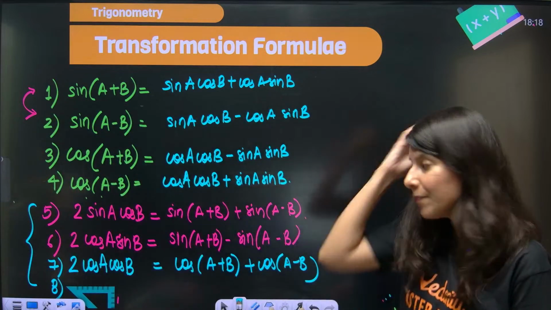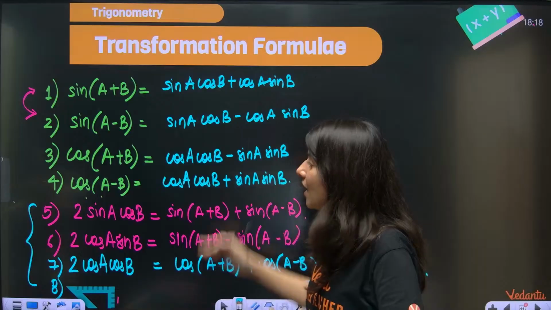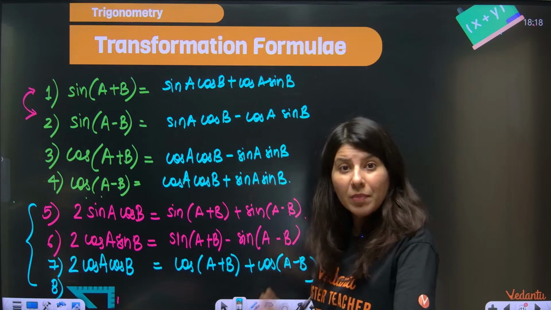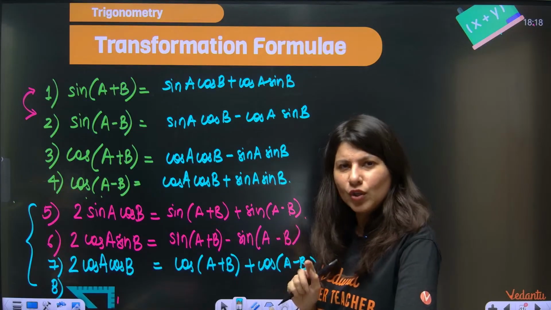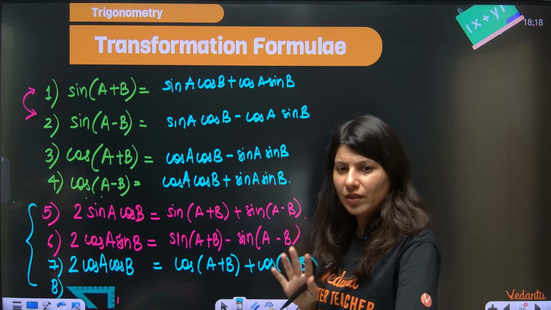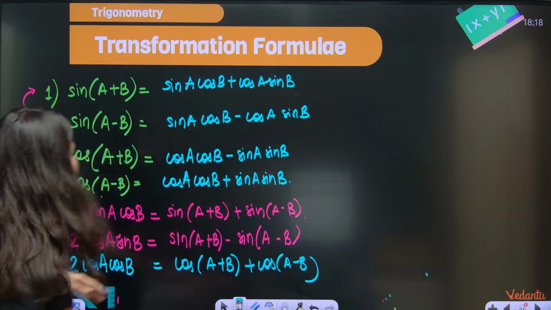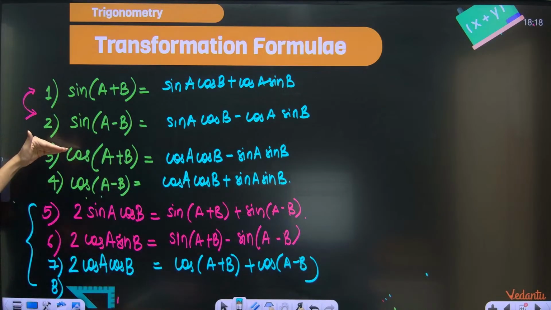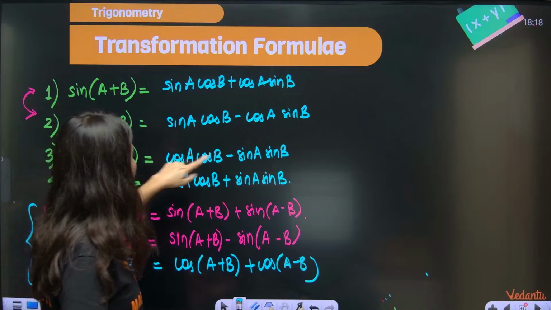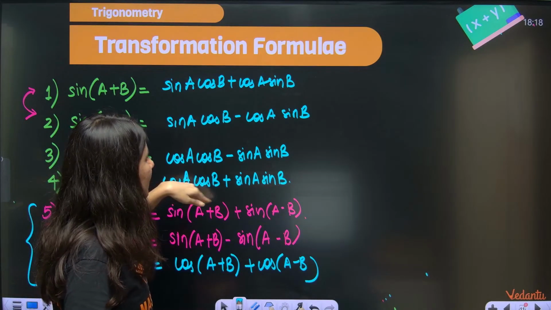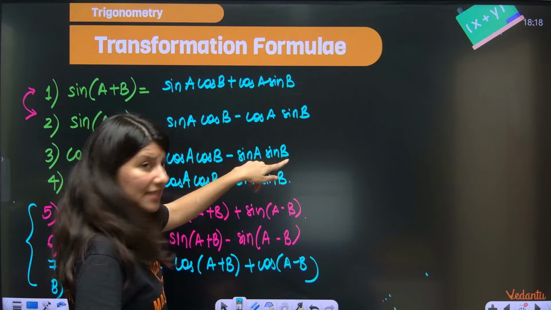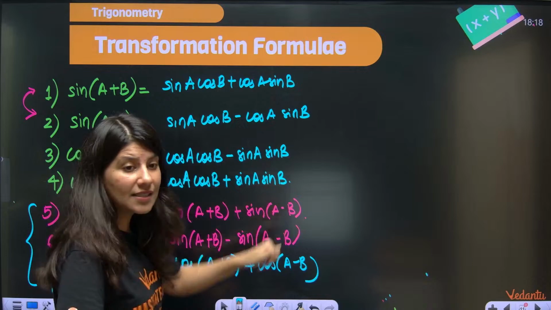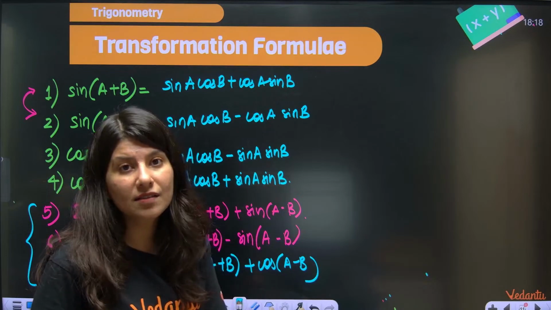Obviously, the next step you would be thinking, ma'am, 8th formula, 3 minus 4 subtracted. But if you try subtracting 3 minus 4, you will understand there is some glitch over here. The moment you do that, cos(A+B) minus cos(A-B), cos A cos B will get cancelled out and you are going to get minus sin A sin B minus sin A sin B. So the negative sign is bothering us.